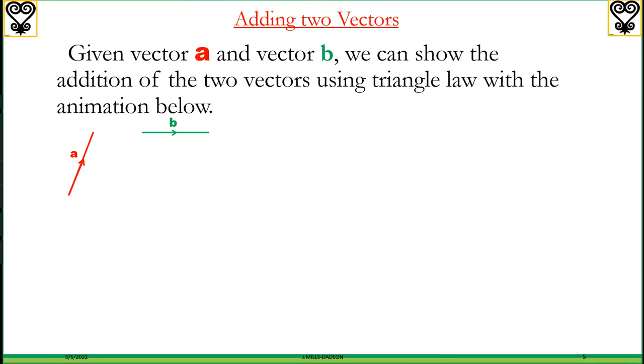Given vector A and B, we can show the addition of two vectors using triangular law with the animation below. This is vector A and this is vector B. How do we show addition of A to B?